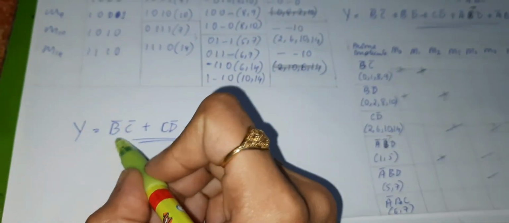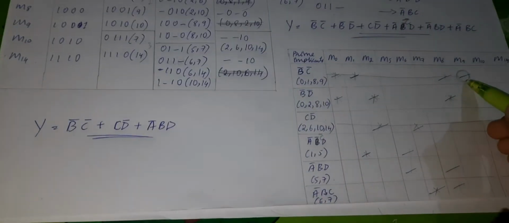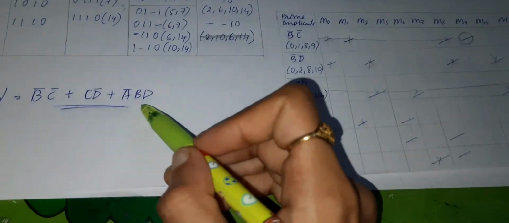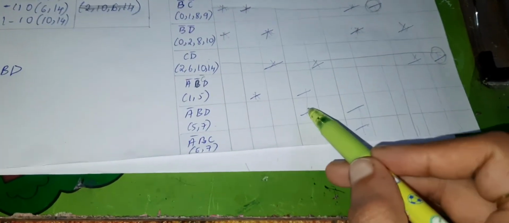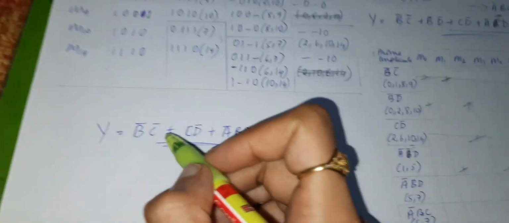So the final answer will be y is equal to B bar C bar plus C D bar plus A bar B D. B bar C bar, this one, and C D bar, this one, and finally A bar B D. A bar B D is considered because if you consider this one, it will cover all of this. So this will be the final answer.